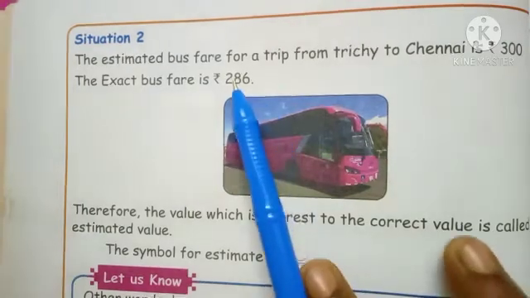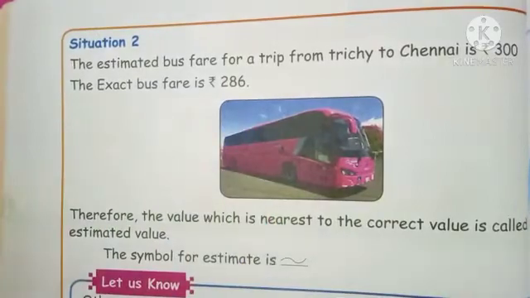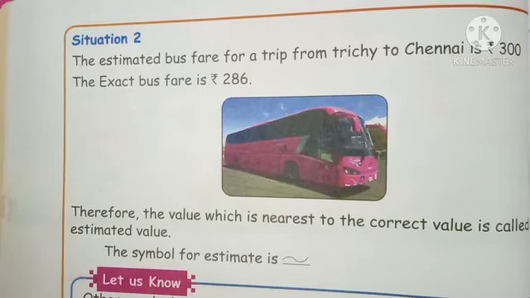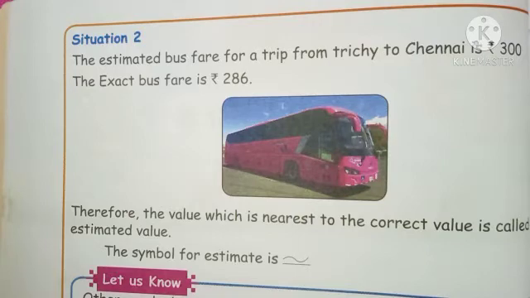286 rupees. So how much do you pay for the bus ticket? You pay only 286 rupees. For that you need 200 rupees, 80 rupees, 6 rupees, or 5 rupees plus 1 rupee. If you have that change in denominations, then you can pay exactly. Otherwise you pay 290 rupees or 300 rupees.